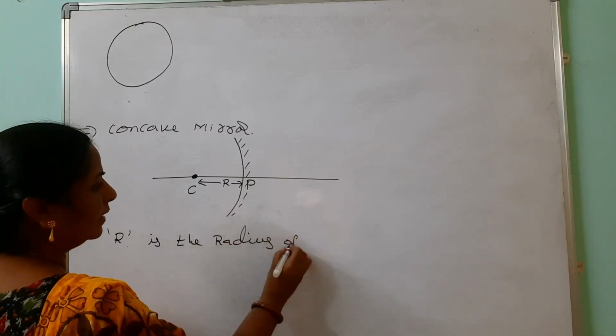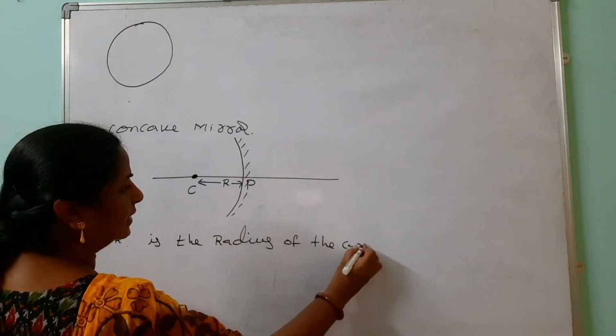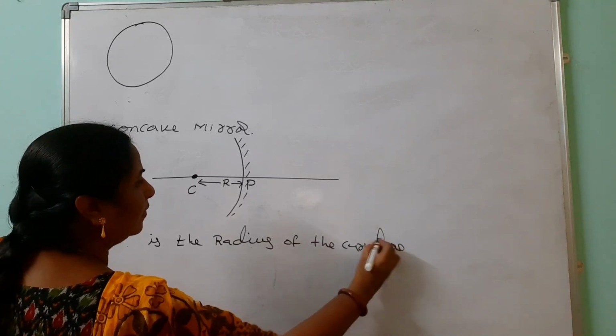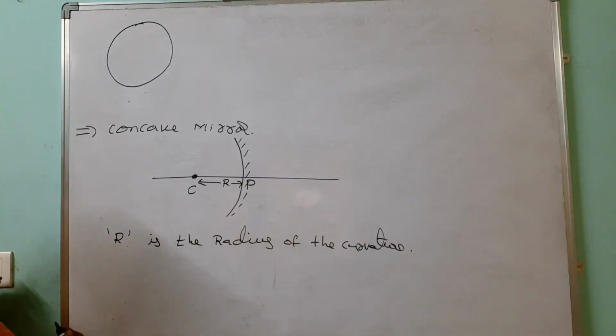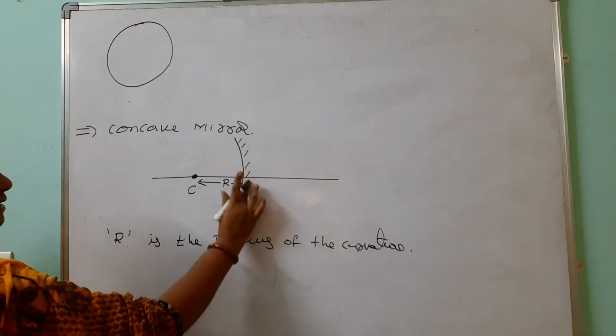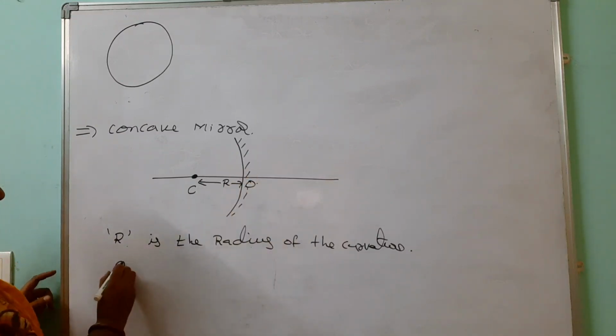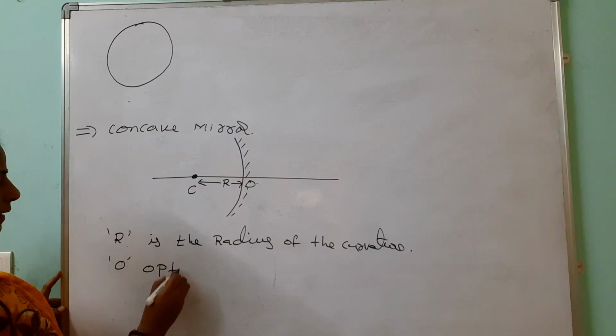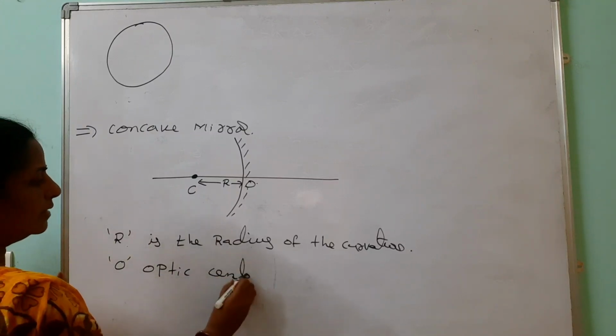R is the radius of curvature. And here O is the optic center.